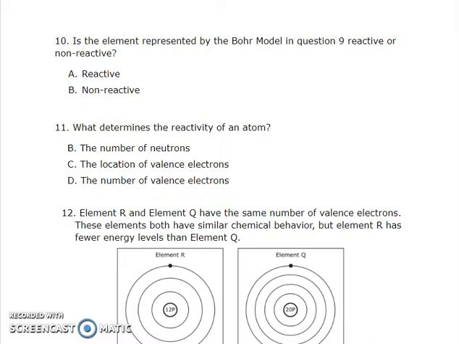Number 11. What determines the reactivity of an atom? B, the number of neutrons. C, the location of valence electrons. D, the number of valence electrons.